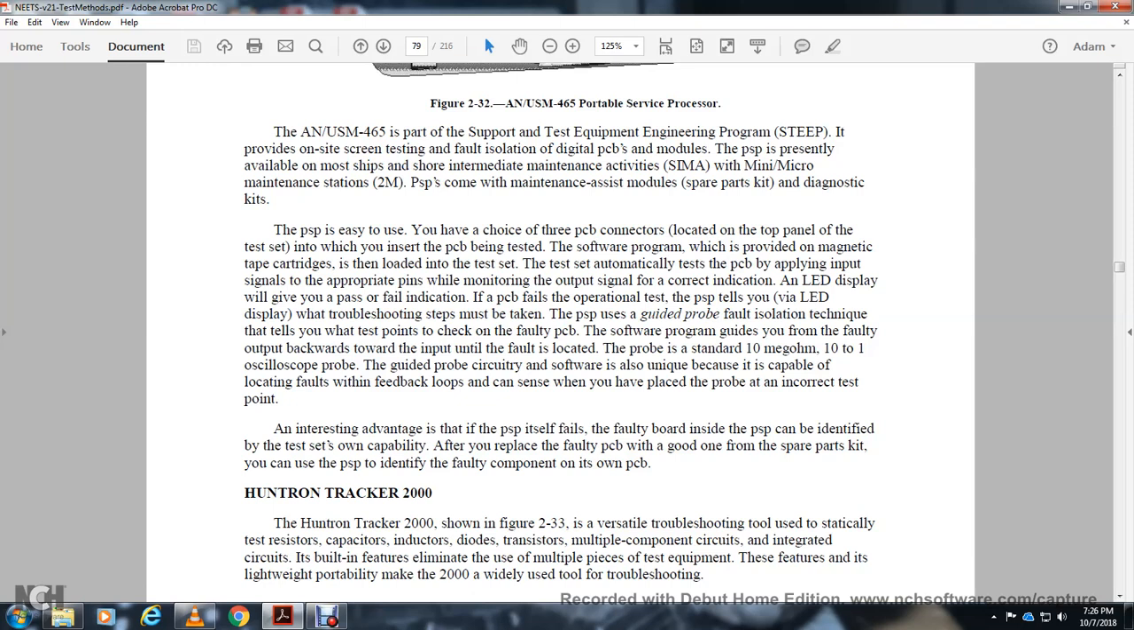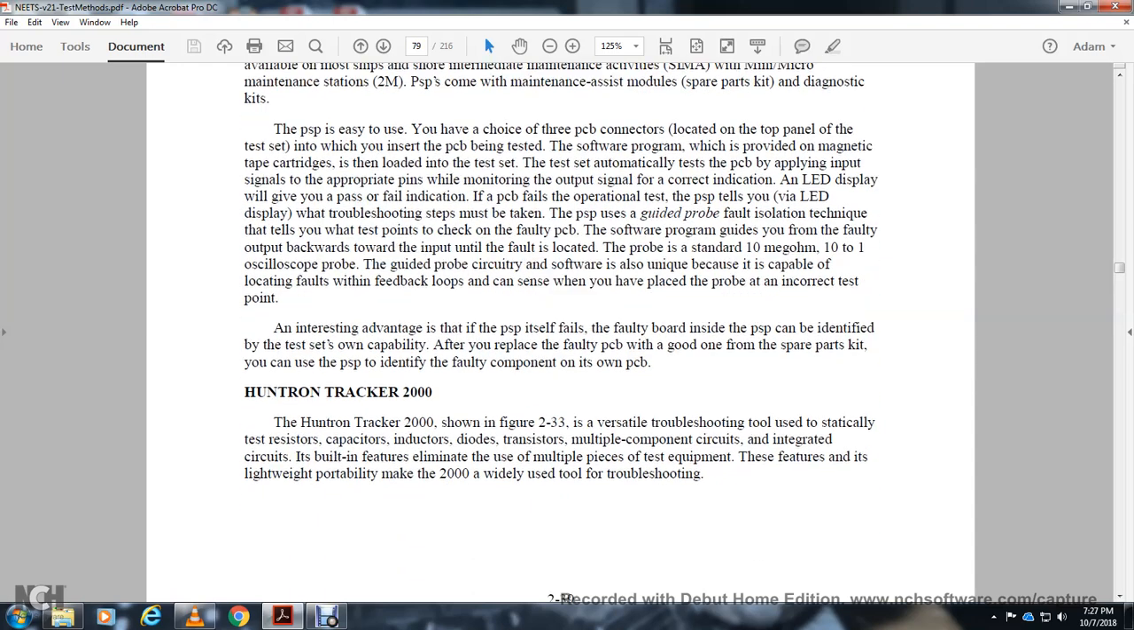The Huntron Tracker 2000, shown in Figure 232, is a versatile troubleshooting tool you can use to statically test resistors, capacitors, inductors, diodes, transistors, and multi-component circuits, including integrated circuits. It has built-in features for multi-purpose test equipment. The lightweight, portable design makes the 2000 widely used in troubleshooting.